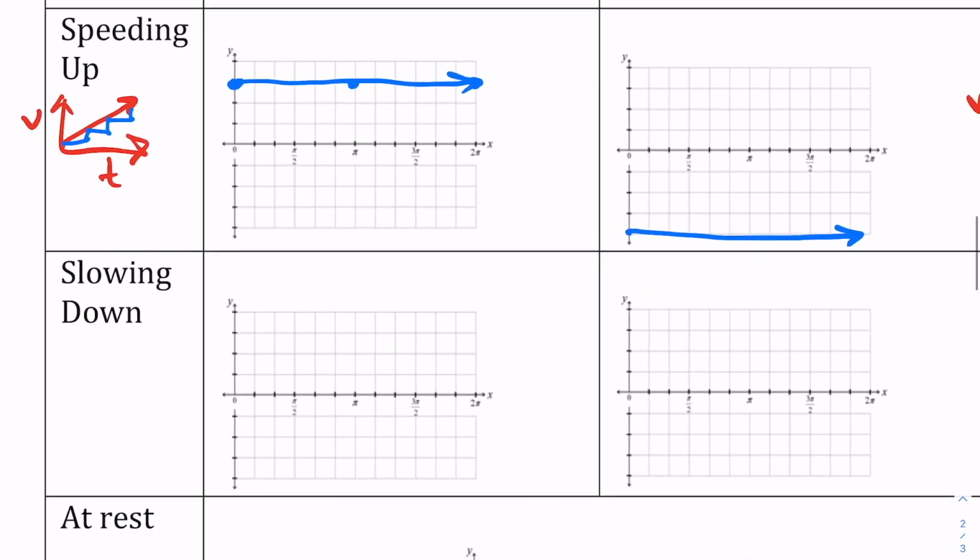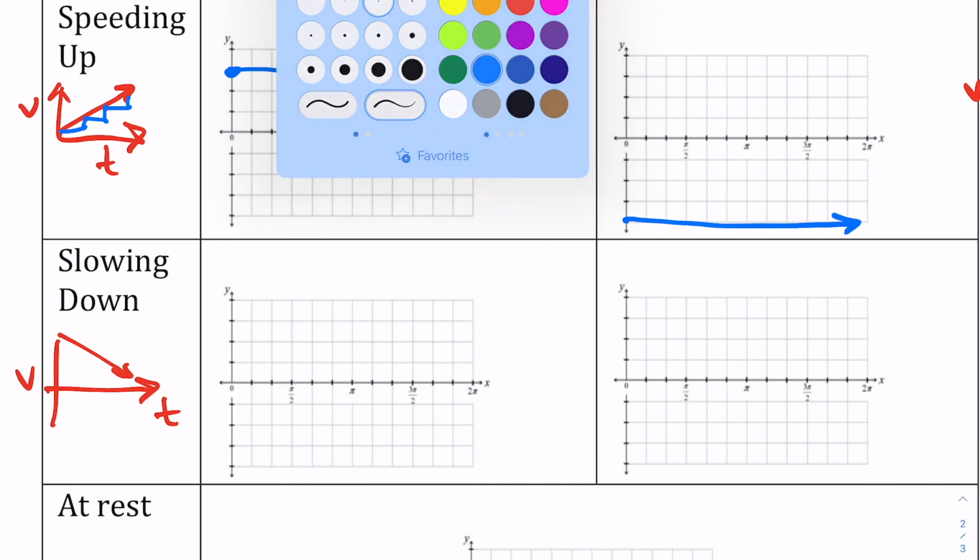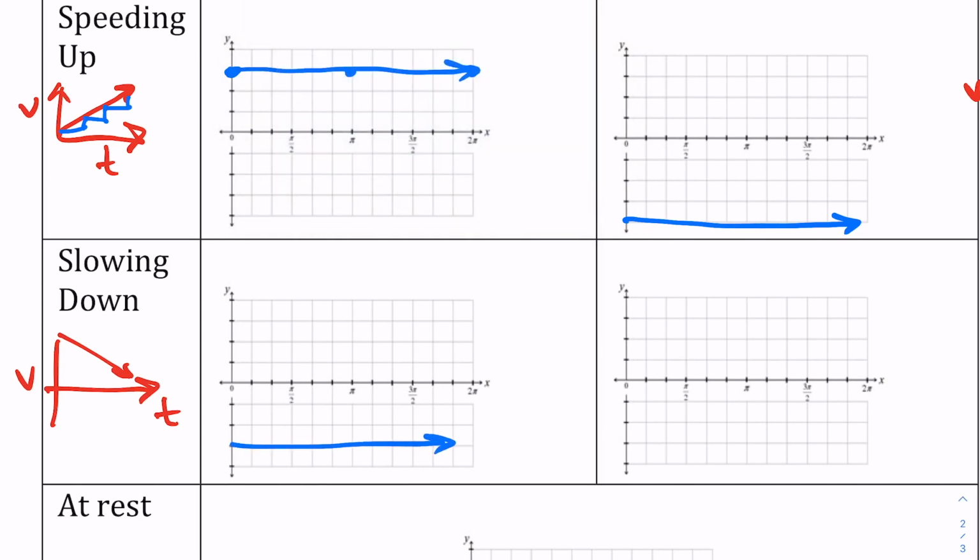If you're slowing down, then your velocity time graph looks like this. Slowing down in the positive direction means that your velocity would be going like this. And so your slopes would be these consistently negative slopes. So you'd have a graph that looked like this. Here's those consistently negative slopes, right?